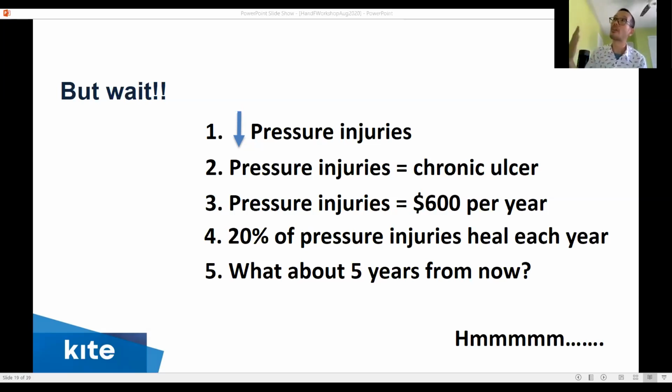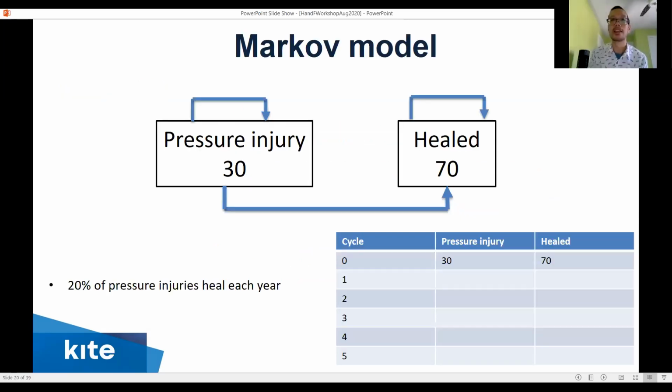And if it's $600 per year to treat individuals with pressure injuries receiving health care, then how would it look 5 years from now if we have a system that is supposed to reduce pressure injuries? So let's take a look at our result and extrapolate it over 5 years. What would the results look like? And so for that, we can use a Markov model. Our Markov model here for our example is a really simple case.